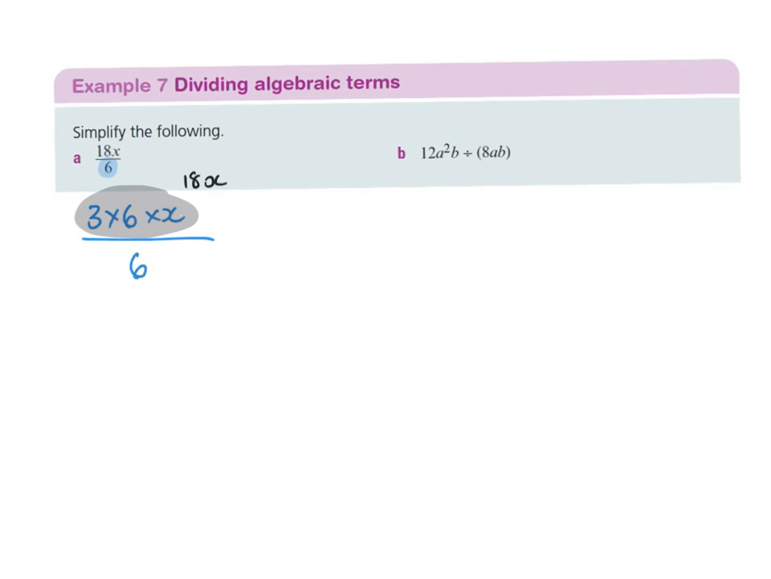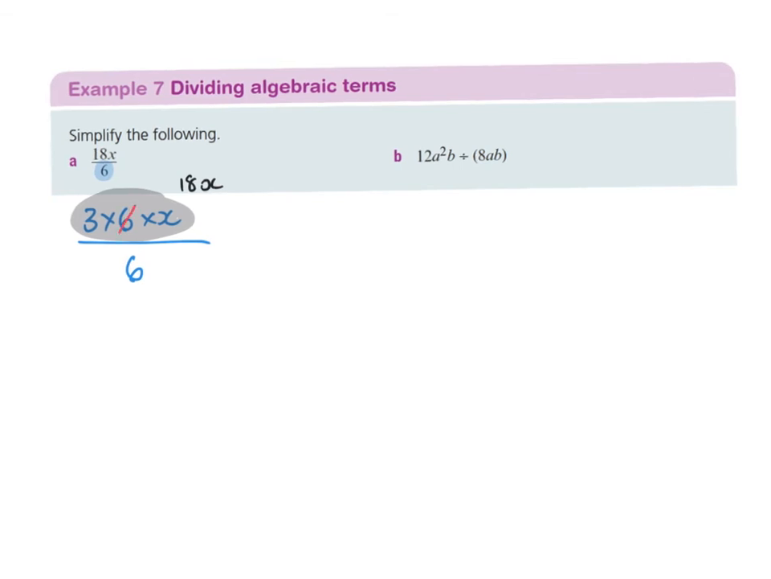So when you have the fraction line, you can cancel. So I can say there's a 6 there and there's a 6 there. So then you write what you're left with, and I'm left with 3x. Okay, there was a 3 here and an x there.